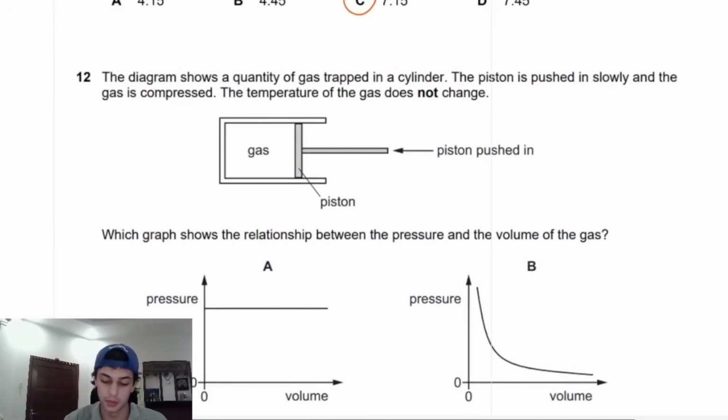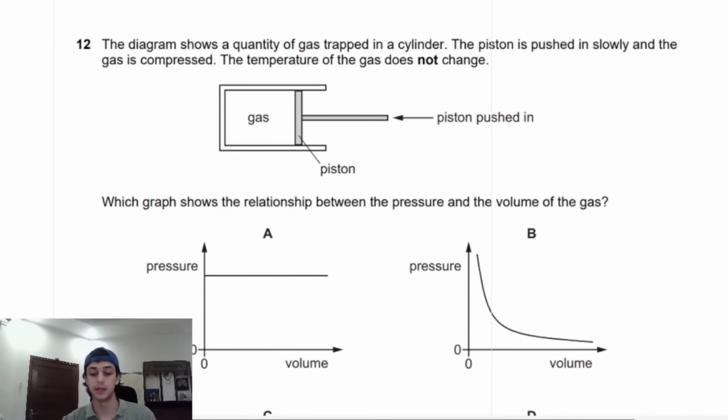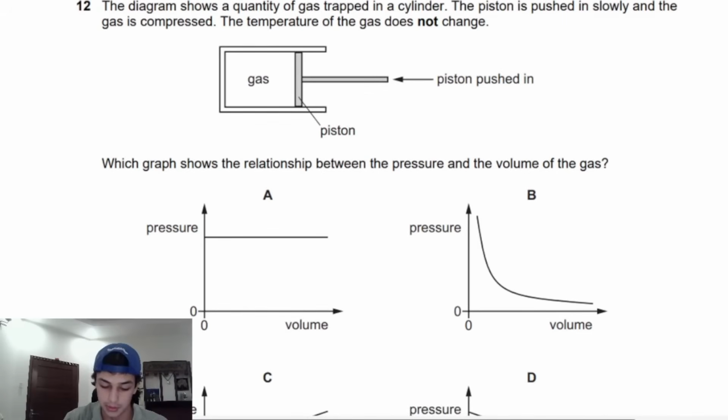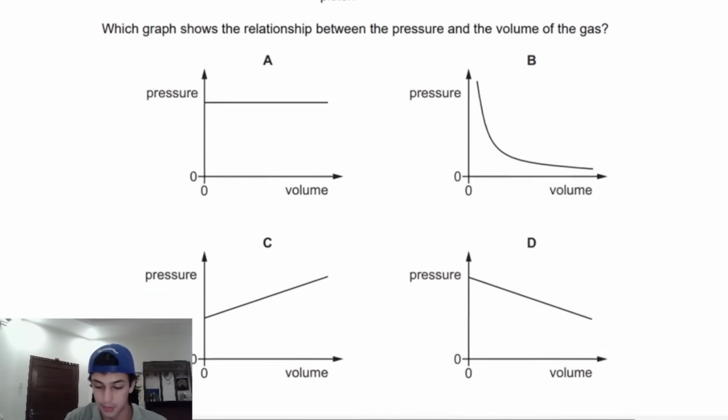Now this is a very cute question. I actually like this a lot. The diagram shows a quantity of gas trapped in a cylinder. Have you guys seen those hydraulic press satisfying videos? Those are kind of cool, especially the ones they do with those slime balls. The piston is pushed in slowly and the gas is compressed. The temperature does not change. Which graph shows the relationship between pressure and volume?